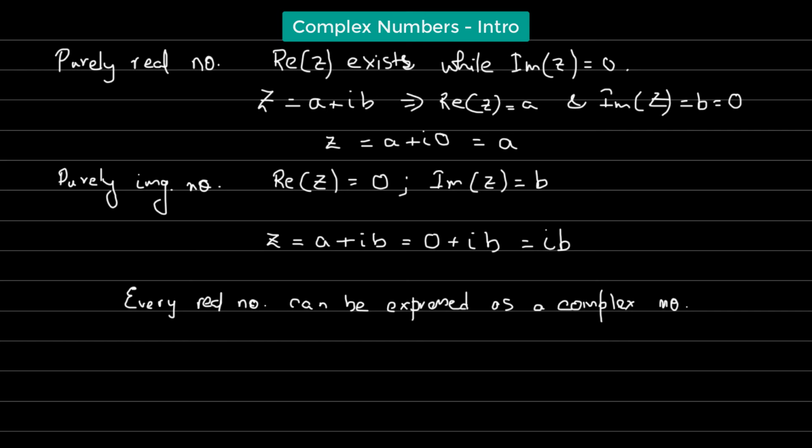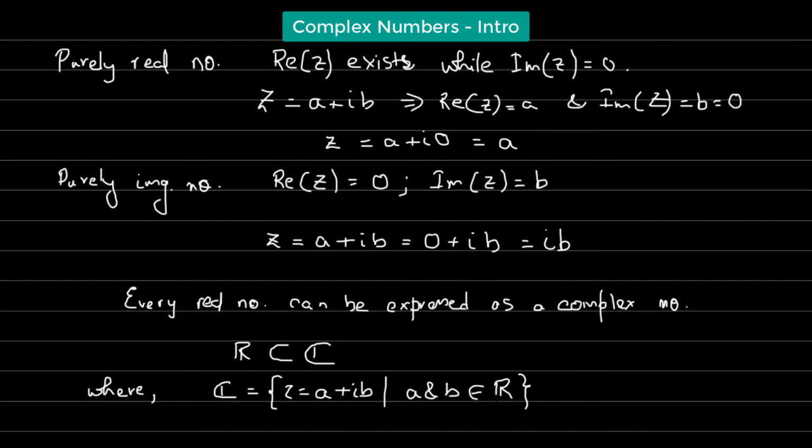So we can say that R, the representation for the set of real numbers, is a subset of the set of complex numbers C. We can say this in set notation, where C is a set containing the elements z equals a plus ib, such that a and b belong to the set of real numbers R.